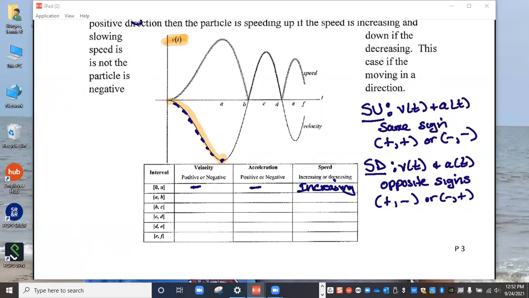So then we're going to go from A to B. From A to B, what's happening with velocity? Is velocity still negative? Yes, but what's happening with your acceleration? It's positive because you can see that the slope of all these tangent lines are positive. So since velocity is negative and acceleration is positive, what's happening with your speed? It's going to be decreasing. So go ahead and do the next couple of intervals for me. Tell me what's happening with the speed over those next couple of intervals.